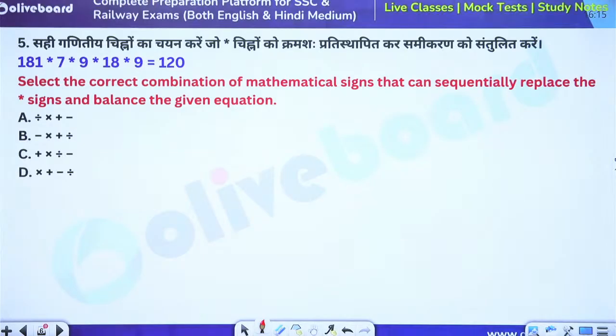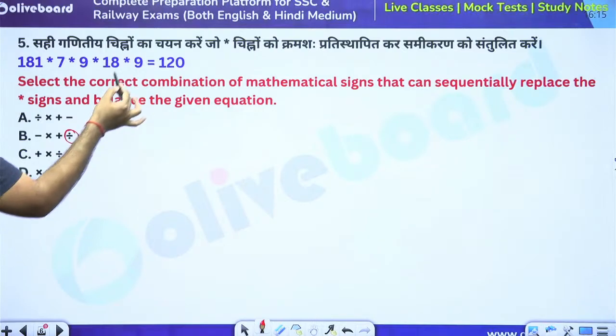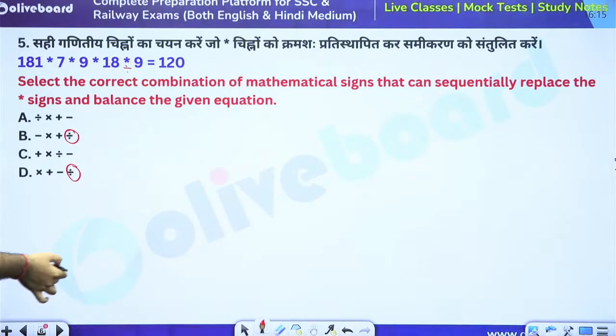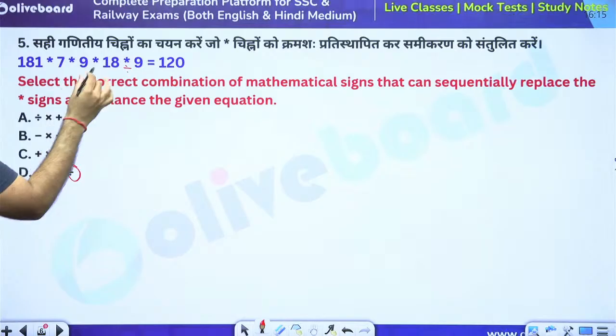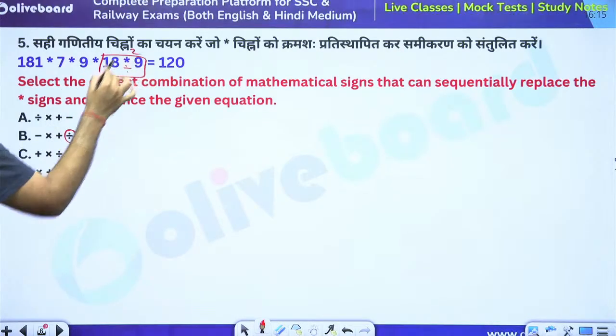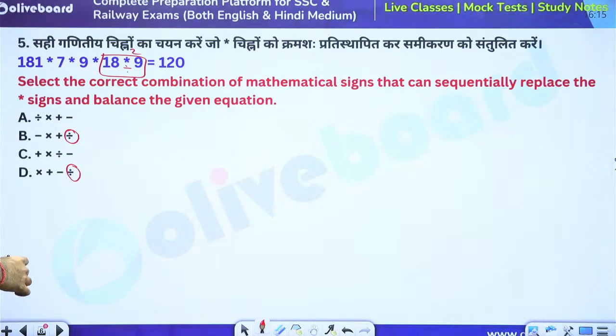Find the correct combination of mathematical signs which will balance the given equation. So let's look at the division sign first. Here we have division twice, so just put it at the end first. 18 divided by 9 makes sense. Okay, let's check that out. So this is 2. But even if I do that, 181 multiplied by 7 is too large, never going to go to 120, this is gone.